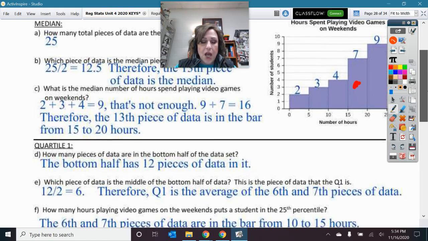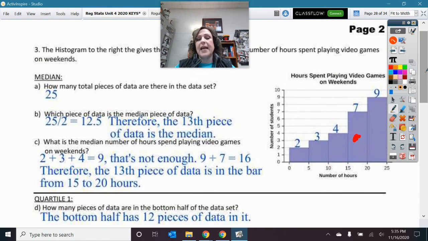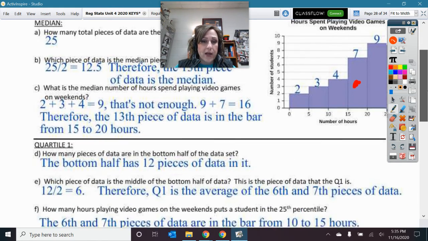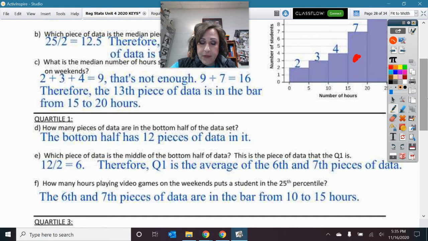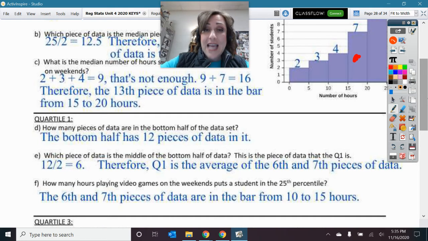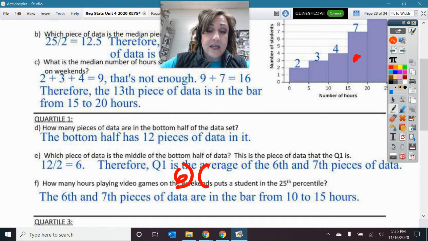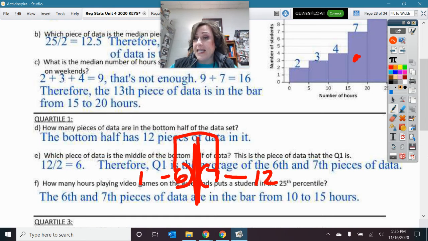Yikes. Okay, quartile 1. So we're going to have the bottom 12 pieces of data. It's that bottom half. So 12 divided by 2 is 6. So that means Q1, when we have it in an even split, we're going to have to split it between the bottom 6 and then numbers 7 up to 12. And so numbers 1 to 6. So the Q1 is between the 6th and the 7th piece of data.